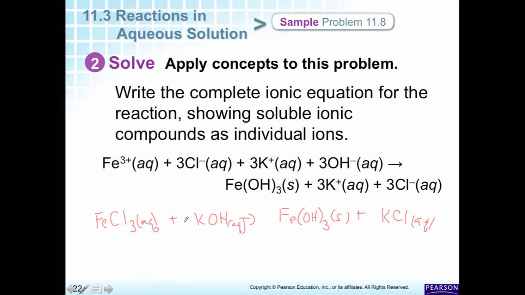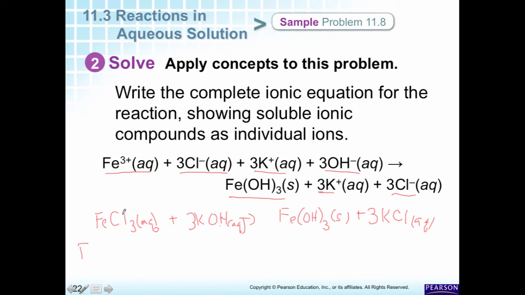And I'm going to balance it like I normally would. Okay, so I have iron, chlorine. I need 3 here because the chlorine needs it. That means I'm going to need 3 Ks, 3 OHs. Everybody's happy. Now I'm going to break it apart. So I'm going to have the Fe3 plus, 3 Cl minus, 3 Ks, 3 OHs. All I'm doing is, these are all aqueous, so I can write them as separate ions. This is a solid, so I don't separate that one. The Ks are aqueous again, and the chlorines are aqueous again.